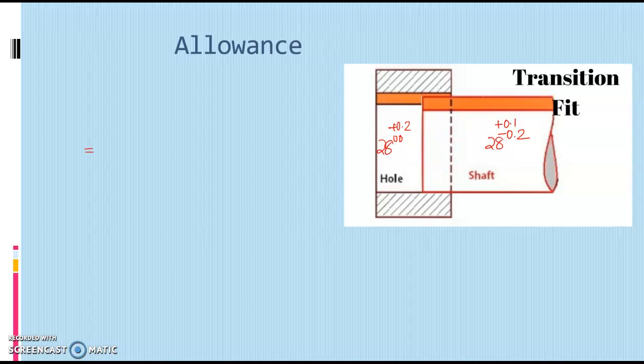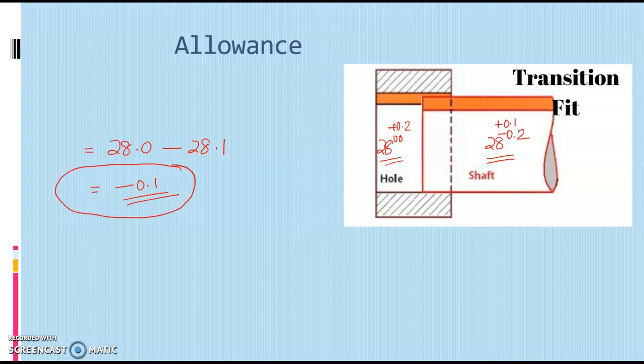Here the sizes of hole and shaft are given as above in this picture, and the allowance is the maximum material limit of hole, that is its minimum size. So again this is 28.0 minus the maximum material limit of shaft, which is its maximum size. In this picture, we can see that it is 28.1. So the difference is minus 0.1. Again, it is minus. So the allowance for this transition fit is an interference.